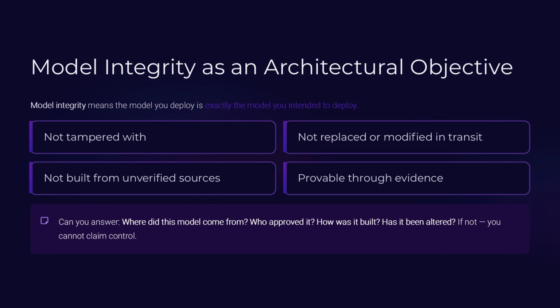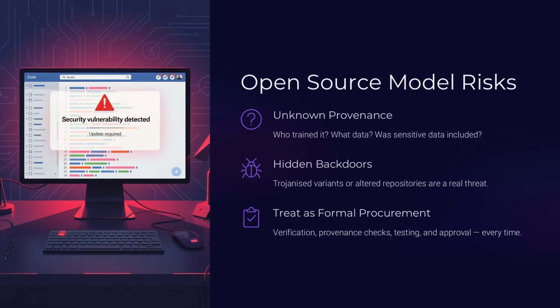For leaders and architects, model integrity is an assurance capability. It is the ability to answer confidently: Where did this model come from? Who approved it? How was it built? How was it validated? How do you know it has not been altered? If you cannot answer these questions, you cannot claim control. Now let us examine one of the biggest drivers of supply chain exposure: open source models.